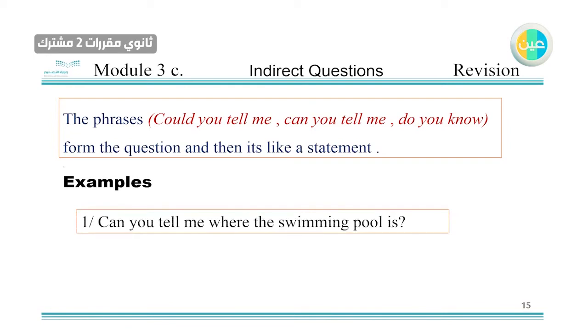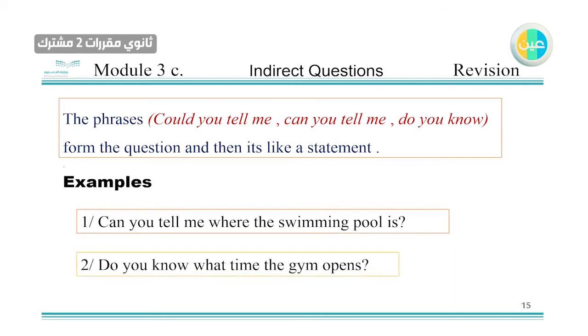For example, can you tell me where the swimming pool is? As you can see here, you have a question word, but the swimming pool is a subject and you have a verb here. So it's a form of a sentence, but you can see it's a question because it starts with that phrase, can you tell me, which is an indirect question. You're asking someone, can you tell me where the swimming pool is? This is a very important form. Do you know what time the gym opens? We don't have "does" here. We have the S with the verb, so be careful with that. This is how you start the question with the phrase, and then you have the form of a statement.